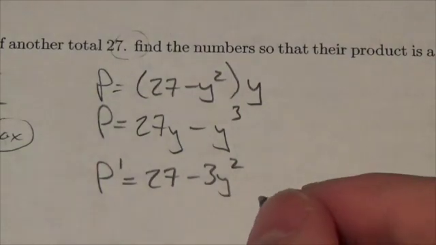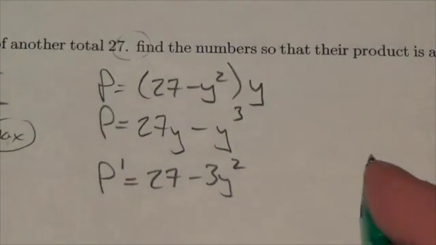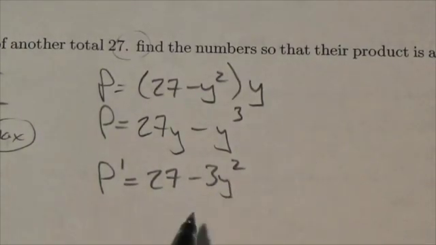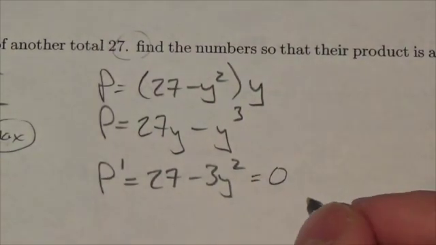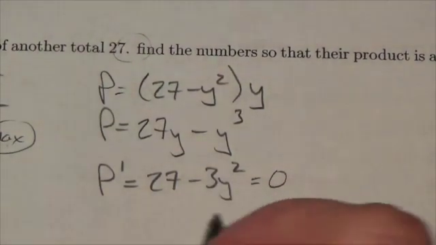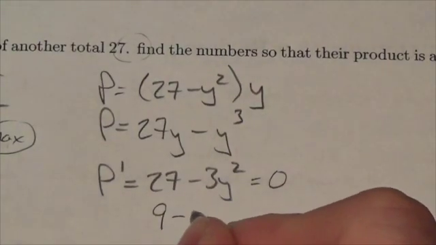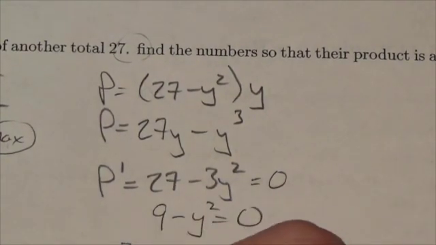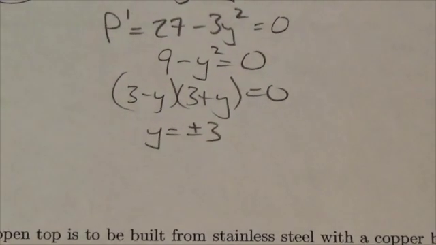Now, to determine where this is a maximum, what I need to do is set the derivative equal to 0, because we know at the maximum or the minimum in a polynomial function the slope will become 0. What I might do here is divide both sides by 3, just to make this easier. So 9 minus y squared is equal to 0. And now we get 3 minus y times 3 plus y equals 0. So we're going to get two different values here, plus or minus 3.